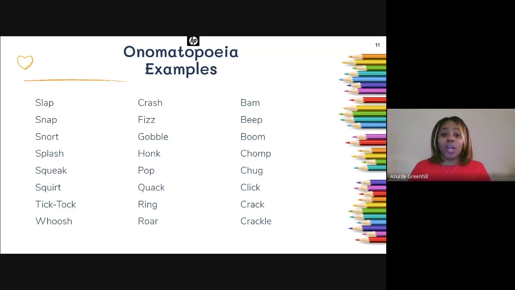So some familiar ones to us are, of course, tick tock. When you think of a clock, the noise that it makes literally sounds like a tick tock, tick tock, tick tock noise. Roar, at the bottom in the second column. When a lion roars, it literally is the roar sound. If you look at the top of the third column, beep. When you're in the car and you press the horn, it literally says beep, beep. So those are some common ones that you'll see.